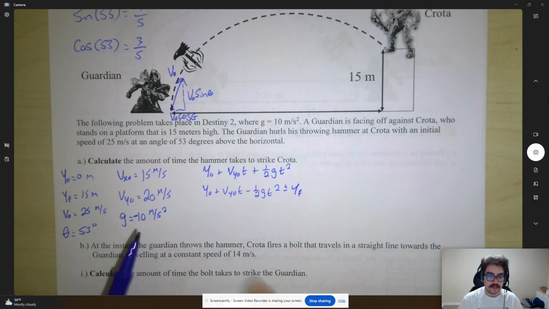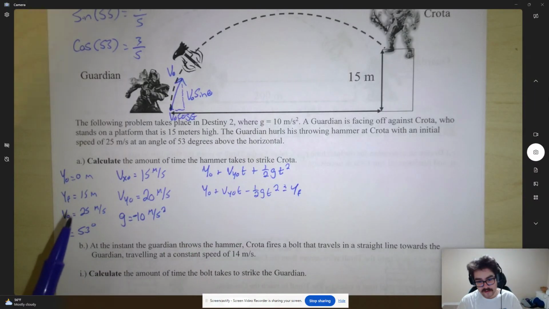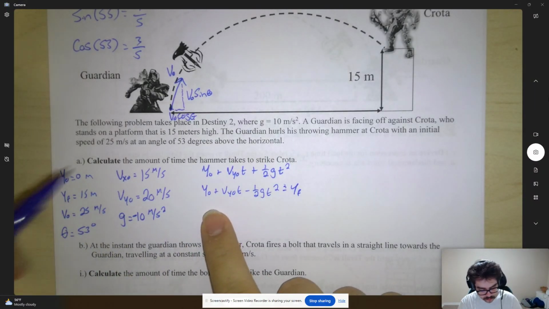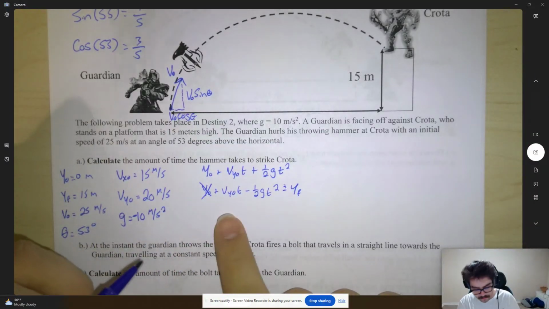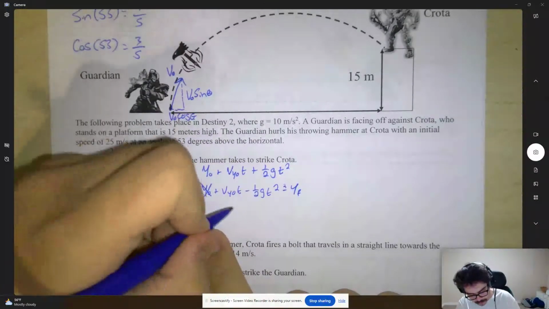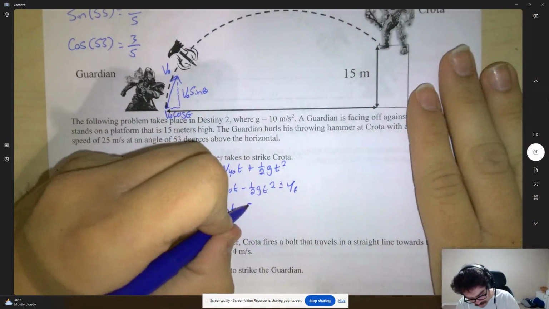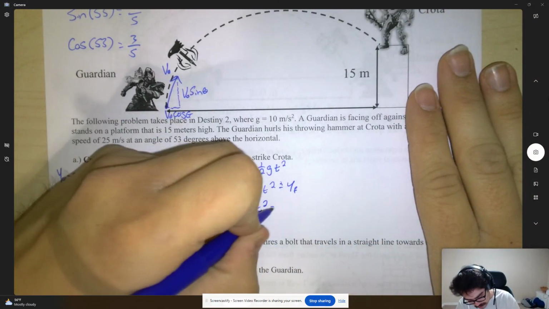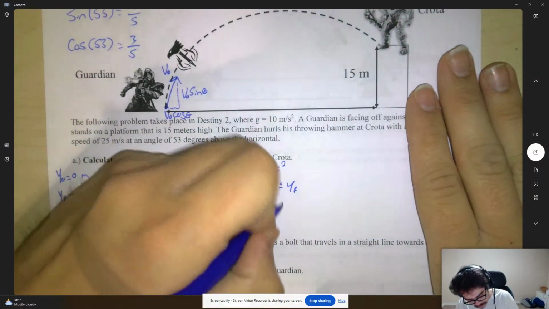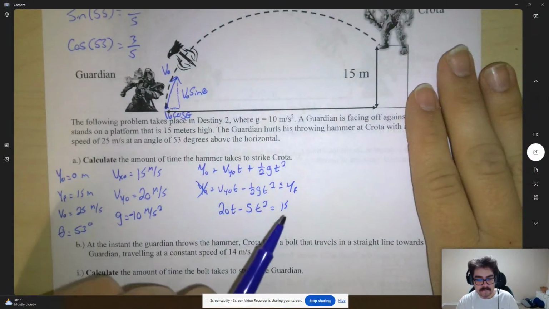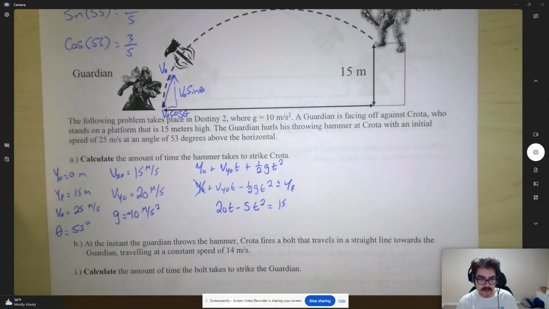So now I can plug in all my numbers, and I'm going to end up with a not very pretty quadratic equation. Y naught is going to be 0, so I can completely ignore that. Vy naught is going to be 20, so I get 20t minus half of g, which is 5, t squared equals the final y, which is 15. If I move the 15 to the other side, I can use the quadratic formula, but there's actually no need because the factoring is really easy.